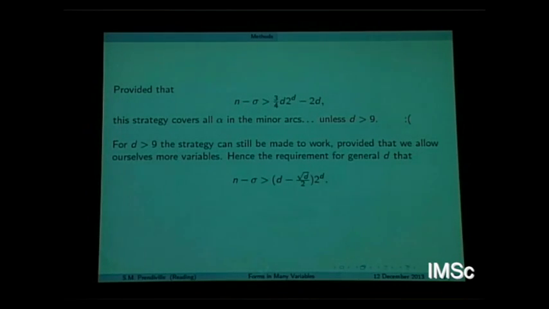And how many variables do we need? Well, it's this amount, asymptotically. So for d equal to 10, 11, 12, you could improve this, but we were just interested in what this bound looks like asymptotically, and you couldn't improve the main term, but you could improve the lower order term, asymptotically in d.